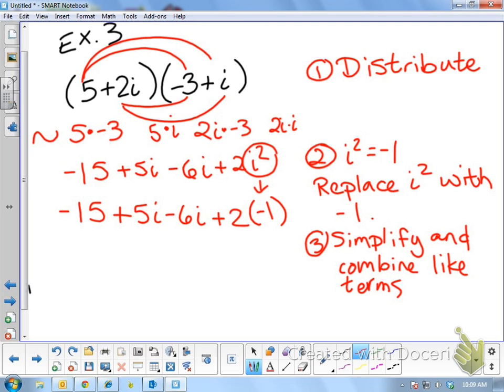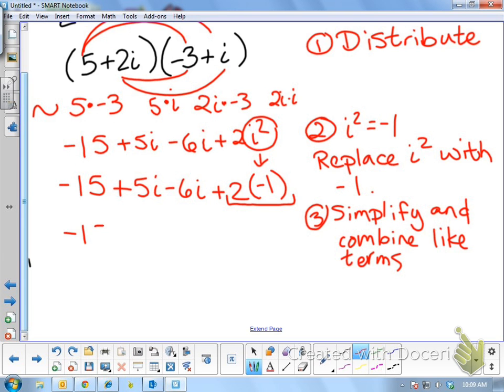Now it's basically our addition problem after we get rid of that little multiplication part. So here we can multiply 2 times negative 1 together. Order of operations says we multiply before we add. So we get negative 15 plus 5i minus 6i minus 2. And you may get to the point where you could do this in a few less steps, but I've been writing out every single possible step you could write.